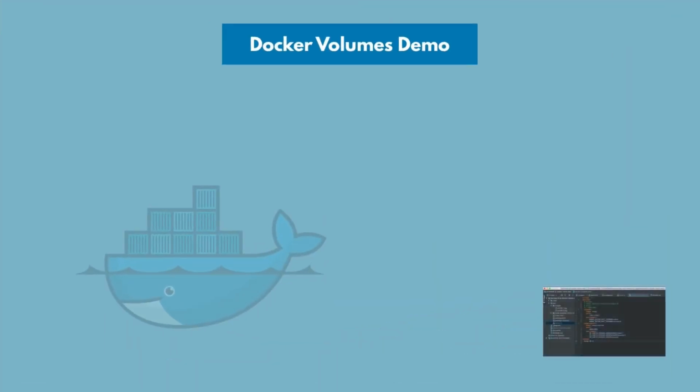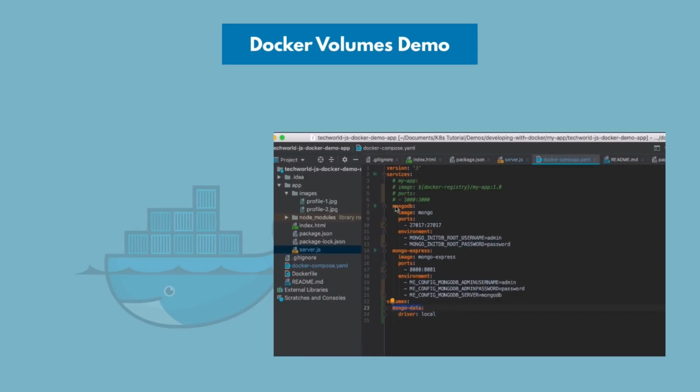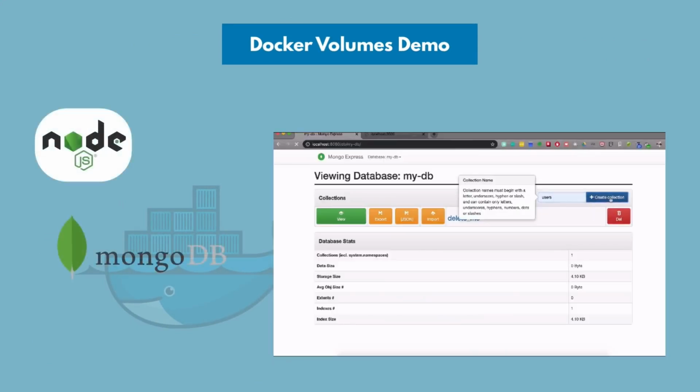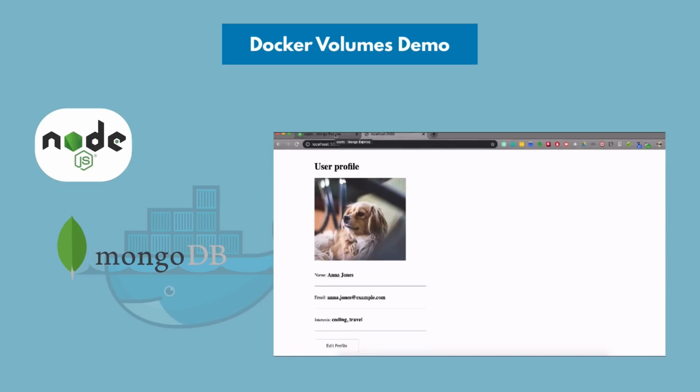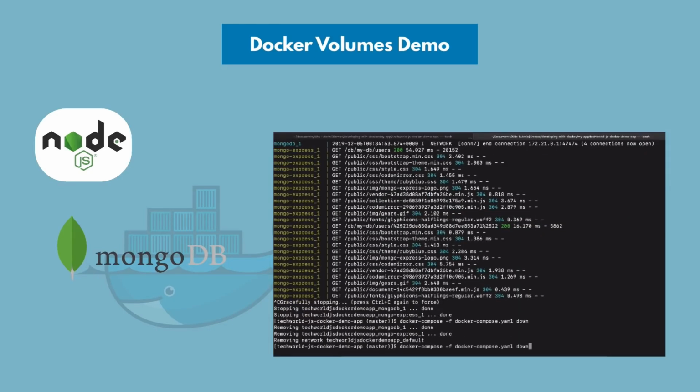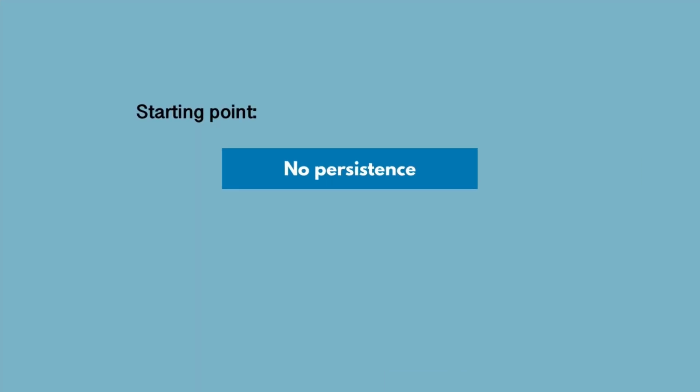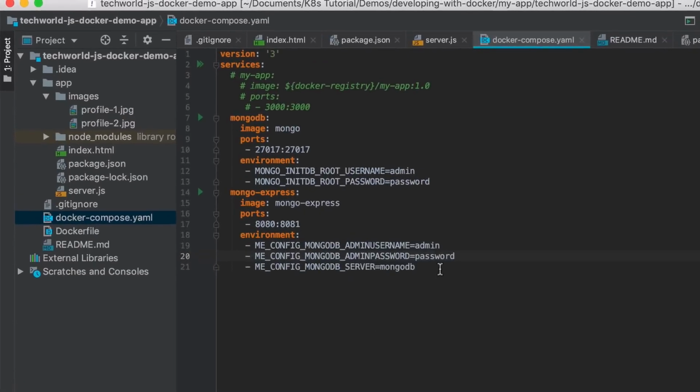In this video, we are going to look at Docker volumes in practice, and this is a simple Node.js MongoDB application that we're going to attach the volume to so that we don't lose the database data every time we restart the MongoDB container. So let's head over to the console, and I'm going to start the MongoDB with Docker Compose.